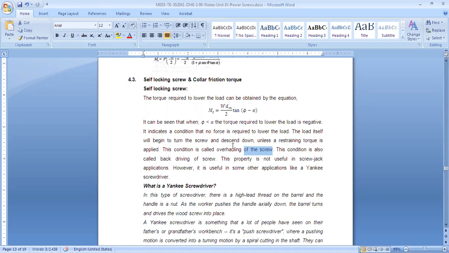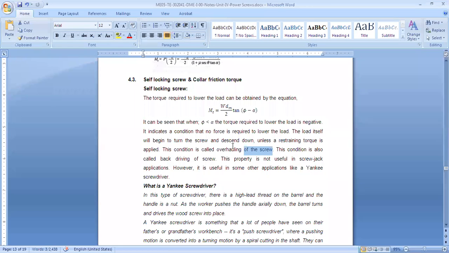But this is useful only a few times; most of the time it is not useful. That means your screw should not come down by itself. Take an example of a screw jack. If you are lifting a vehicle with the help of a screw jack using square threads, and you take out the input torque, then it will come down by itself. That will be hazardous and cause an accident. So to avoid that, we have to make sure that your screw will not come down on lowering the load. The torque required should always be positive.